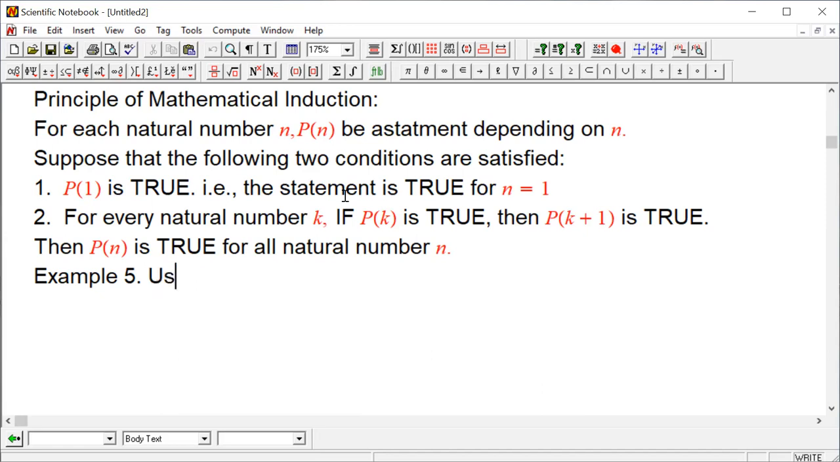Use mathematical induction to prove. Okay, and this one, I've chosen it to be number 5 in your homework. This is how it looks like. It's 1 over 1 times 2. Okay, so please look at your homework.